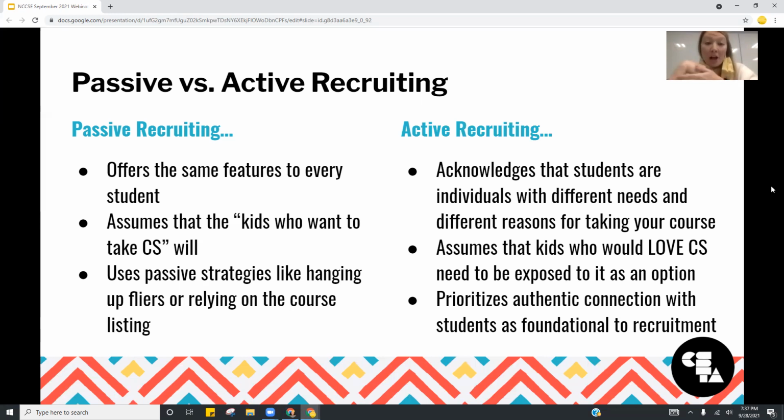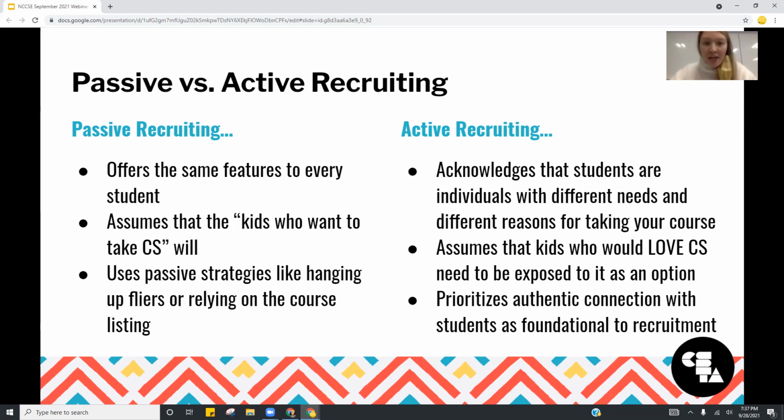Active recruiting acknowledges that students are individuals with different needs and different reasons for taking your course. So I mentioned before, my background is in recruitment. Before I became a teacher, I was doing organizational recruiting for some national level nonprofits who were recruiting college students. And one of the things that we always talk about is we have to sell our organization, or in this case, our class, based on what our client or the student needs, right?